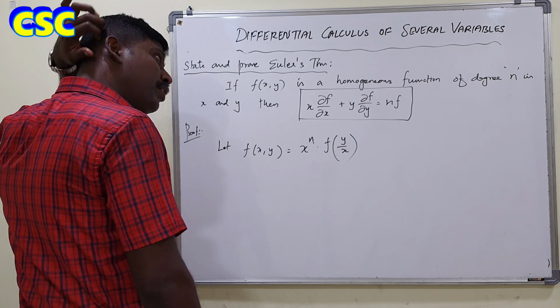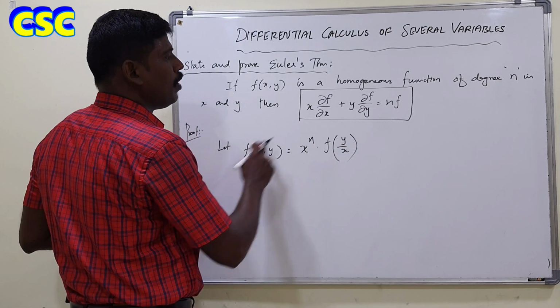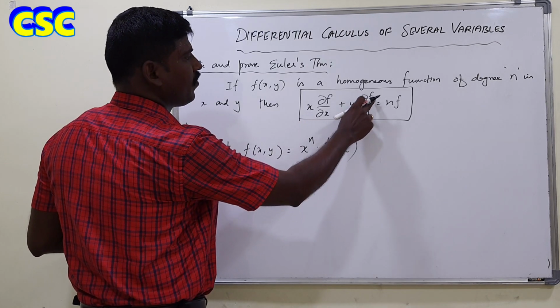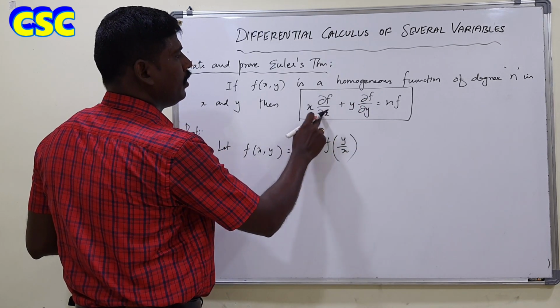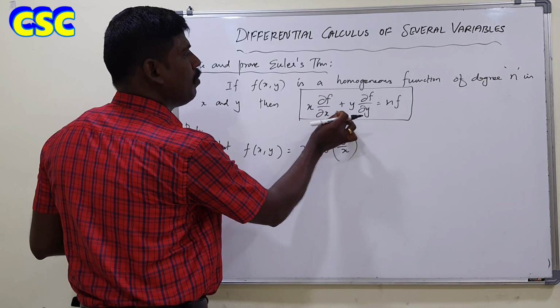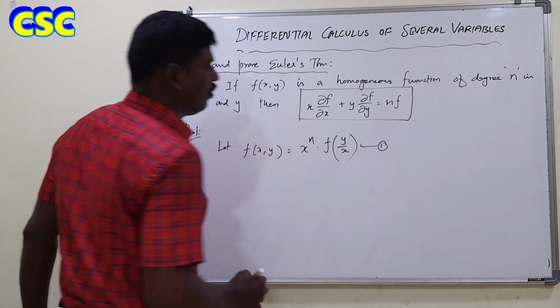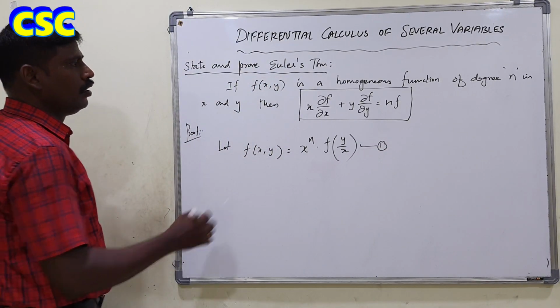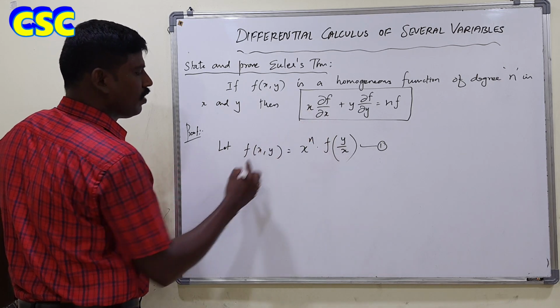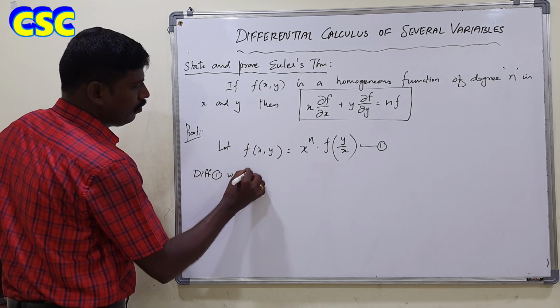Now I am going to find dou f by dou x, the derivative of f partially with respect to x, and similarly dou f by dou y. Multiply dou f by dou x with x, dou f by dou y with y, and add both, and you get n into f. Okay, now I am going to call it equation number 1. Now I am going to find the derivative of the given function with respect to x. Differentiate 1 with respect to x.